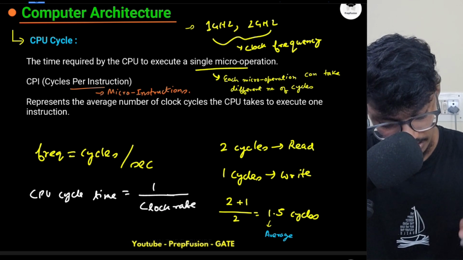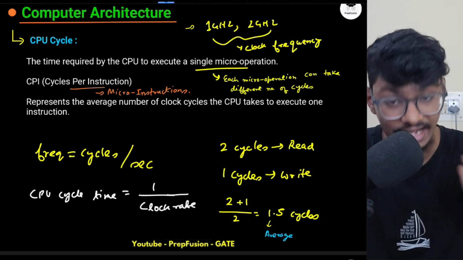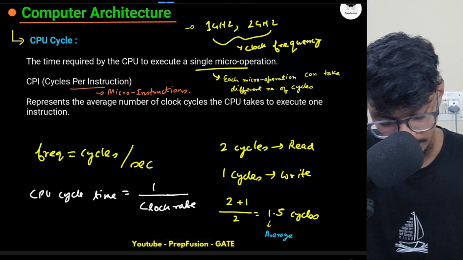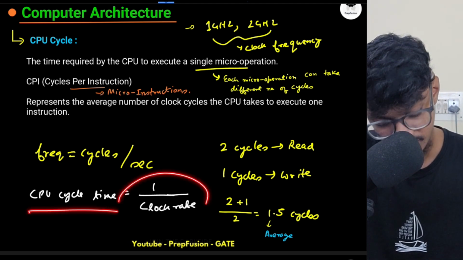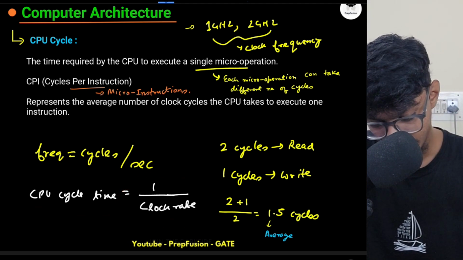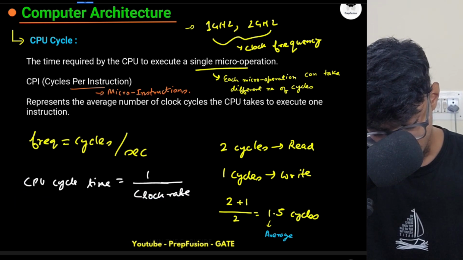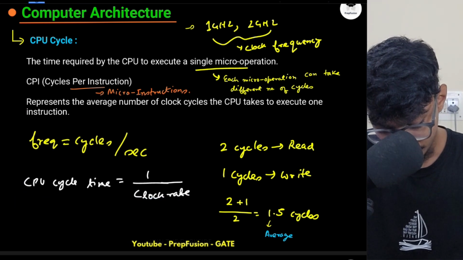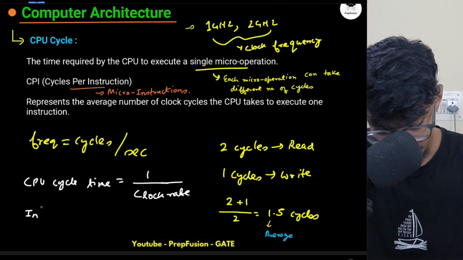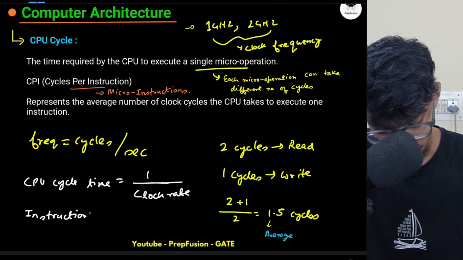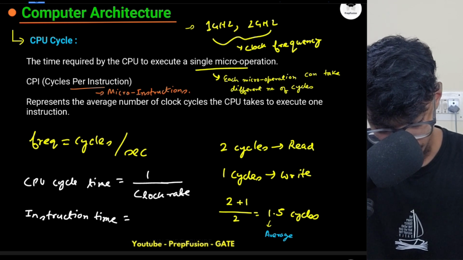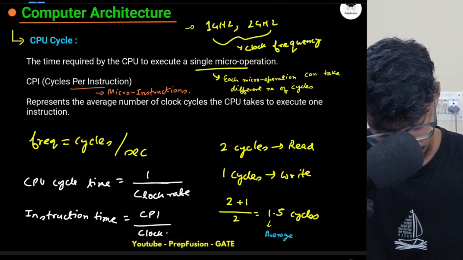And if I know the average cycles per instruction, then if I multiply this, I know that this is 1 cycle time. Okay, and if I multiply this with the CPI, what will I get? I will get the instruction time, right? So that will be CPI divided by clock rate.